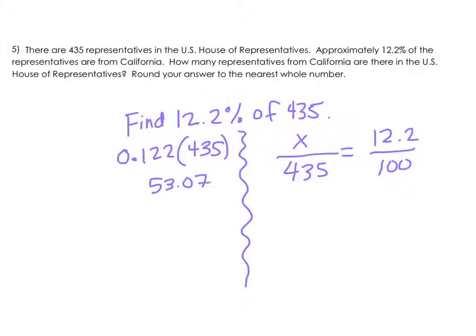Now clearly we can't have 7/100ths of a representative. We can't have 7/100ths of a representative, so we're going to round that, as it said, to the nearest whole number.